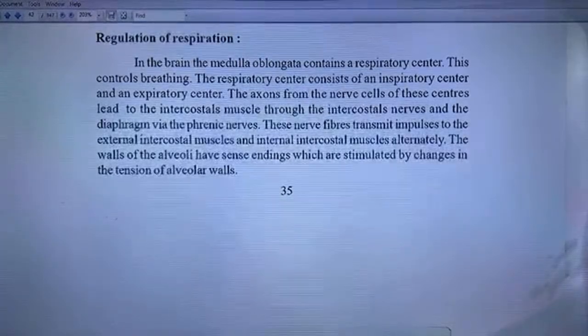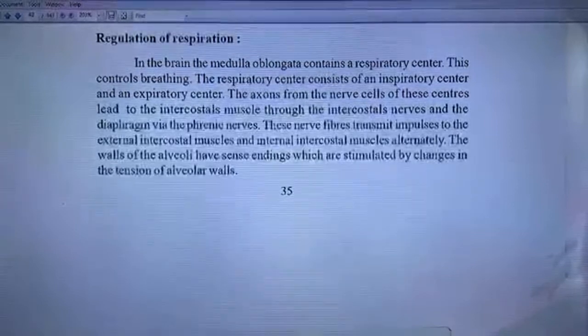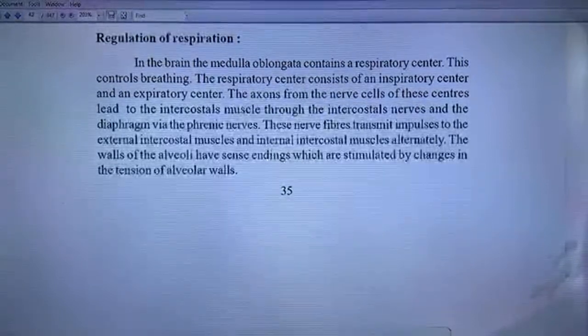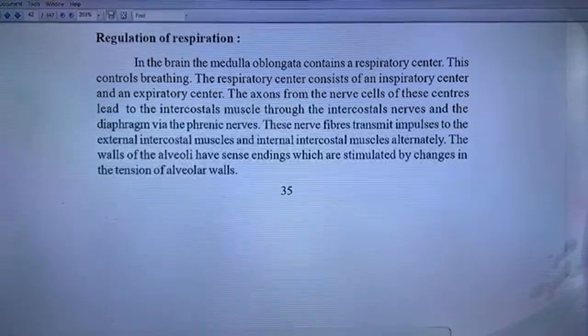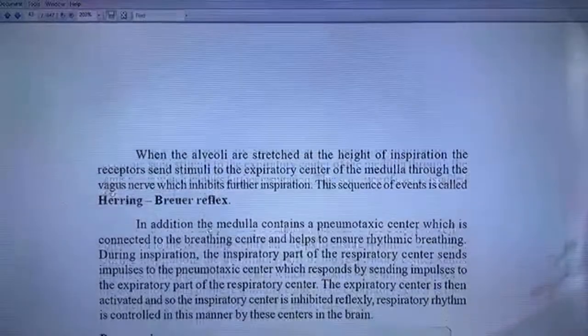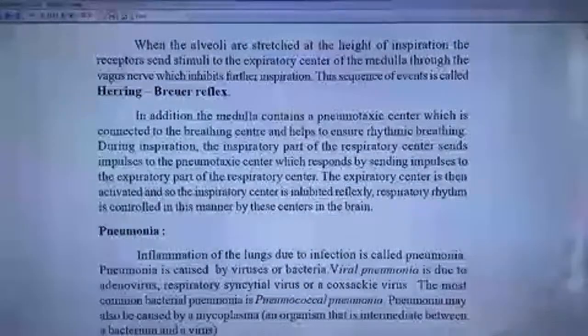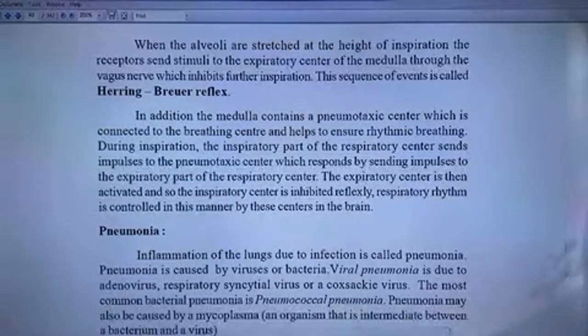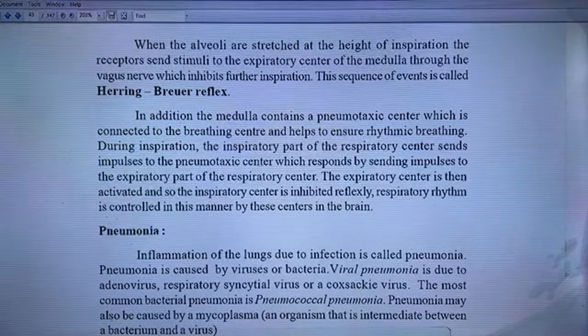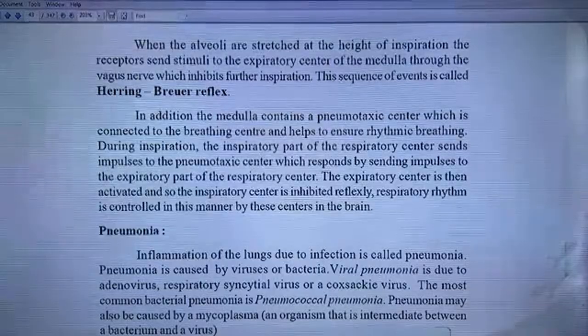The walls of the alveoli have sense endings which are stimulated by changes in the tension of alveolar walls. When the alveoli are stretched at the height of inspiration, receptors send stimuli to the expiratory center of the medulla through the vagus nerve, which inhibit further inspiration. This sequence is called the Hering-Breuer reflex.